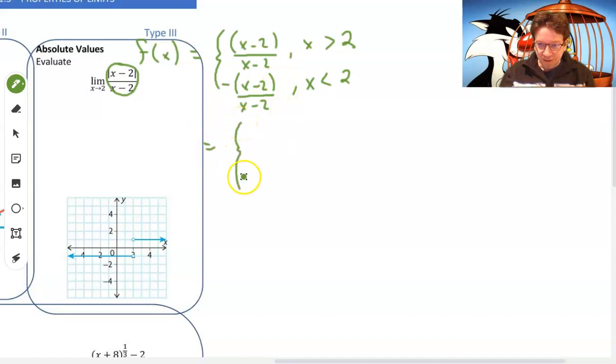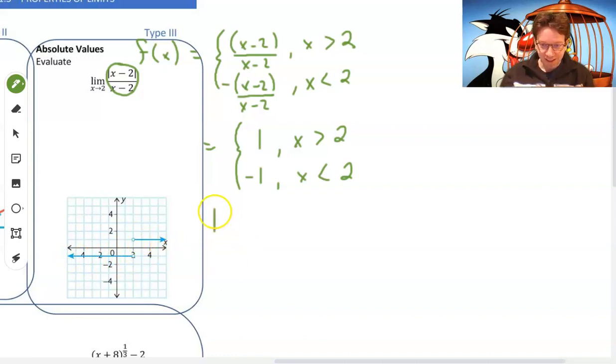So now if you look at it, we can sort of cancel. We have x minus 2 and x minus 2, so that's just 1. So the value of this function is just 1 if x is greater than 2. And again here, x minus 2 over x minus 2, but we got that negative out front. So the value is negative 1 if x is less than 2. So now you can probably understand the graph. If x is less than 2, it's negative 1. If it's greater than 2, it's positive 1.